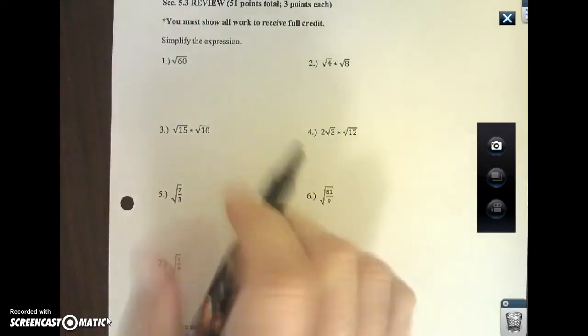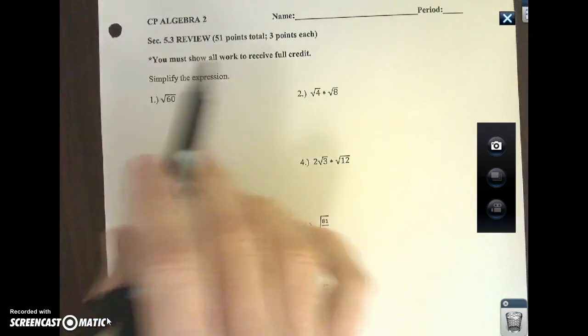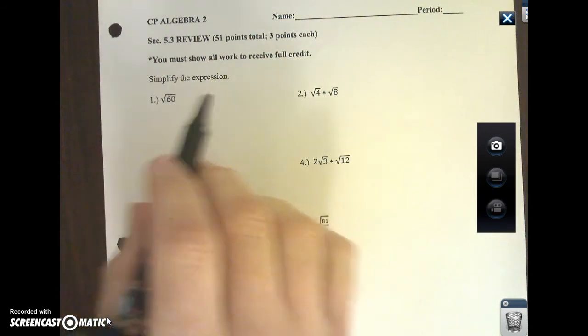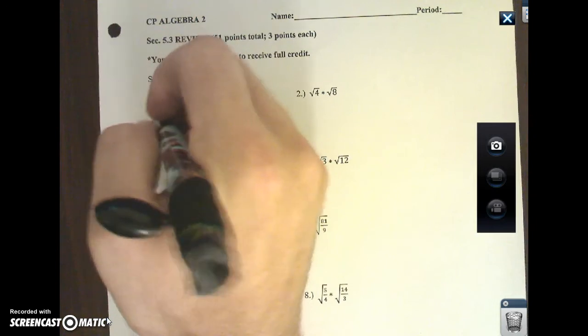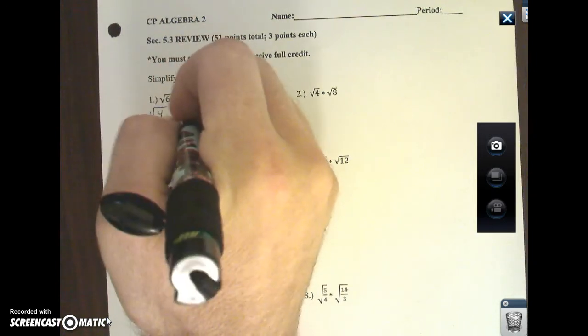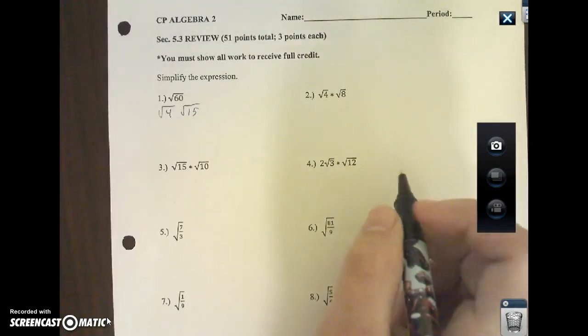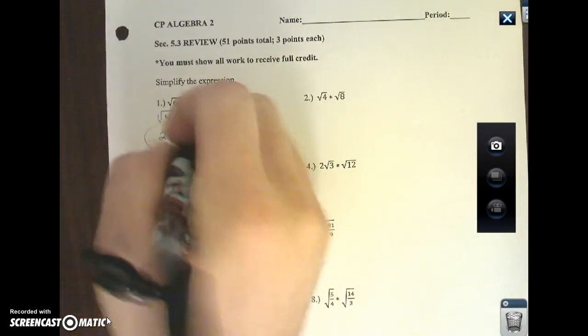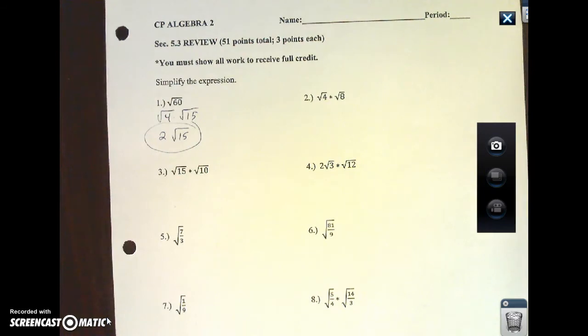Okay, everybody, welcome back. We are taking a look now at our 5.3 review on perfect squares, or square roots rather. So let's get going. Simplify the expression, root 60. You can break this down. Root 4 can go into it 15 times. Square root of 4 gives us 2 root 15. Very good. I can't break down root 15 anymore, so that's all there is to it.